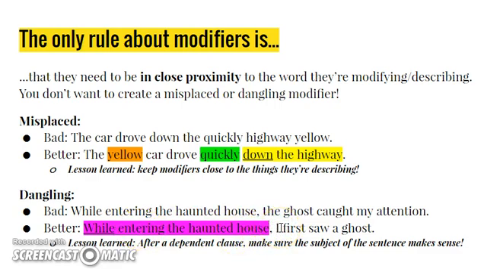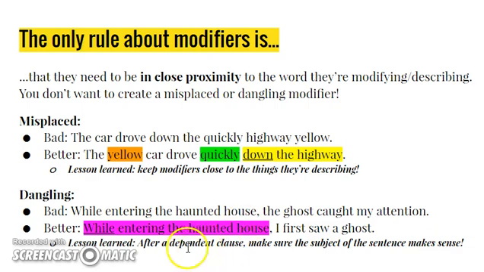That's a good thing. It would be bad if I said, while entering the haunted house, the ghost caught my attention. This might not sound wrong at first, but if you take a look, putting a modifier here next to the word ghost makes it look like the ghost is entering the haunted house, when in fact I'm going in it.